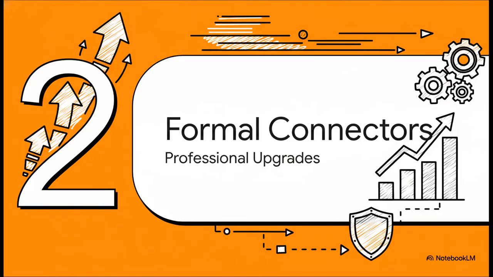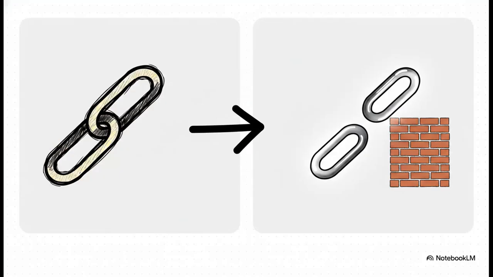Moving right along to Section 2, upgrading to formal connectors. Notice how the structure completely changes here on the board. In everyday conversational English, we might just write, "The hotel was expensive, but it was worth the money." It's basically one long sentence joined by a comma and but.